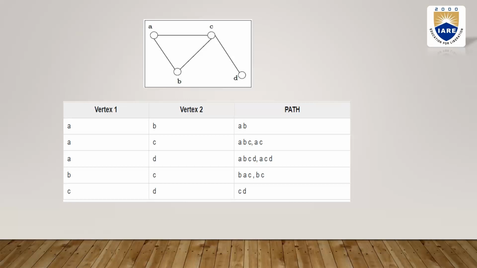Vertex 1 is A, vertex 2 is D. Therefore, we have three paths like A, B, C, D and BC. Now we will see vertex 1 D, BC. We have BCA and BC. Now we will see vertex 1 C and vertex 2 D. We have only one path because CD is connected. There is no other vertex. This is another example.